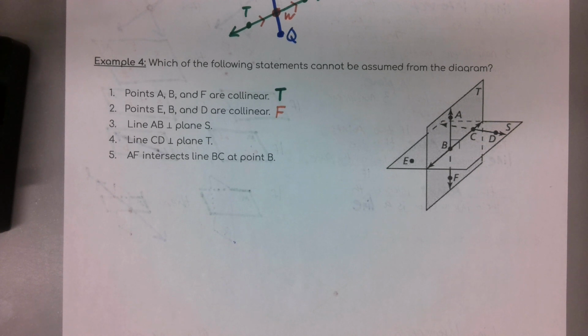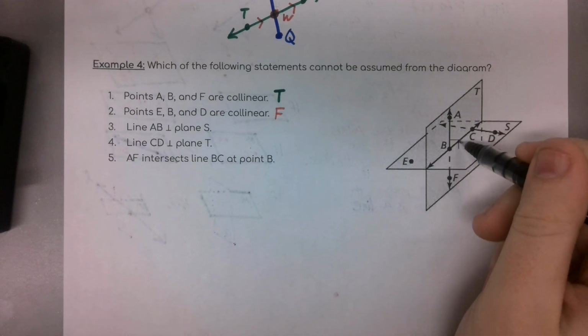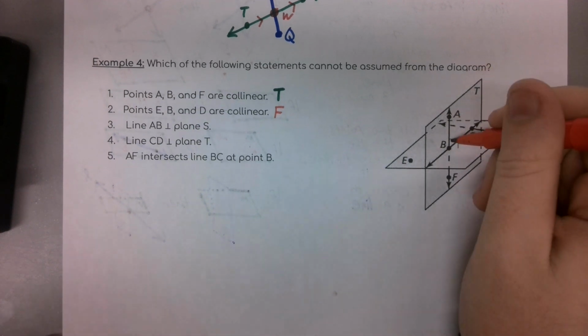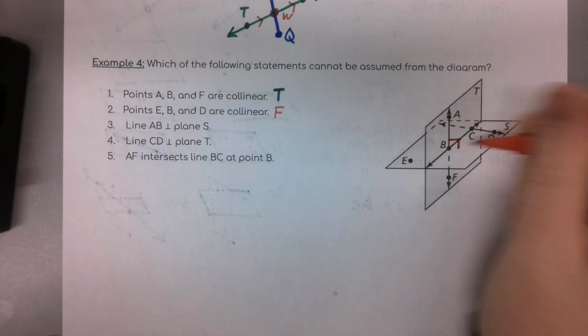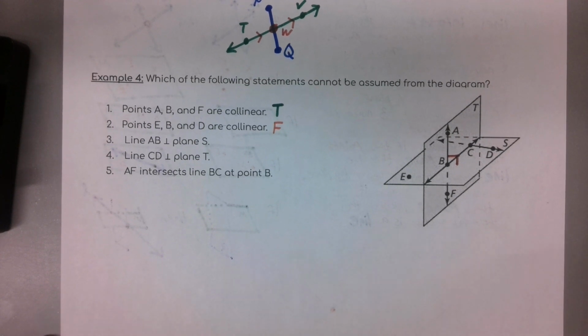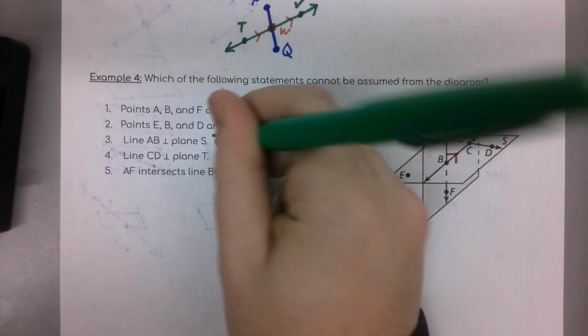Line AB is supposed to be perpendicular to plane S. That one is absolutely true because we have a right angle marking here. It's sort of faint to see, but that right angle marking says from AB down to plane S is a right angle, so it is perpendicular. True.